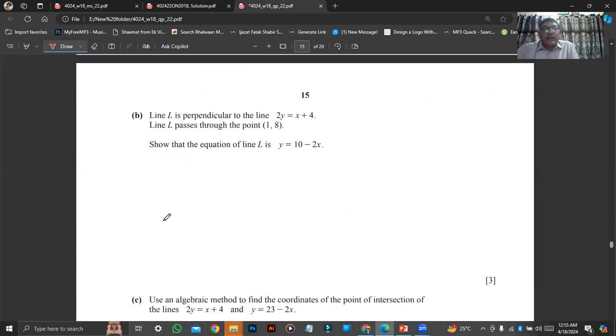Question number 8 and its B part. He says the line L is perpendicular to the line 2y equals x plus 4. The line L passes through the point (1, 8). Show that the equation of the line L is this. So first of all, I will find the gradient of this line. Once I know it, I will find the gradient of the perpendicular to this line, and that perpendicular passes through (1, 8). Once I know the gradient and this point, I can find the equation of L.